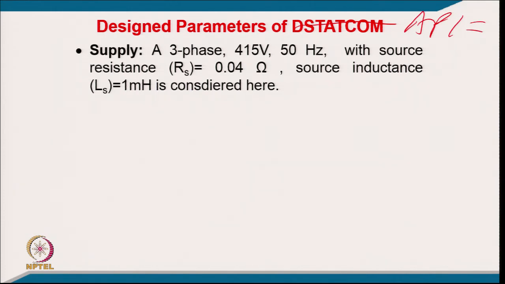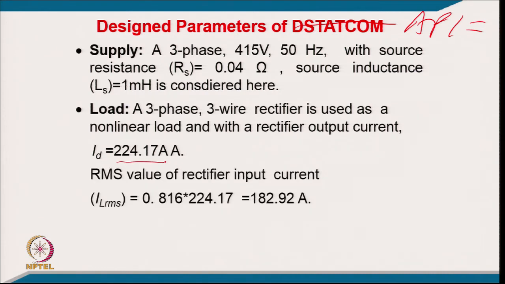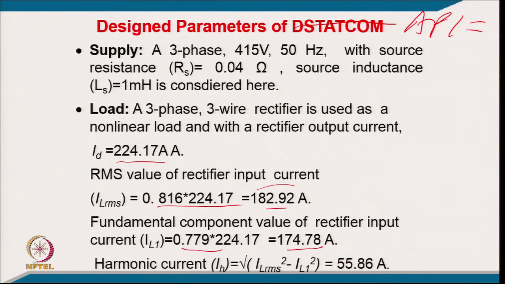Coming to the design parameters of the APF, a 3-phase 415 volt 50 Hz supply with a source resistance of 0.04 ohm and source inductance of 1 millihenry is considered here. The load is a 3-phase 3-wire rectifier used as a nonlinear load with a rectifier output current of 224.17 ampere, and the RMS value of the rectifier input current, from this we calculated, is root 2 by 3 times that, which comes to 182.92 ampere.